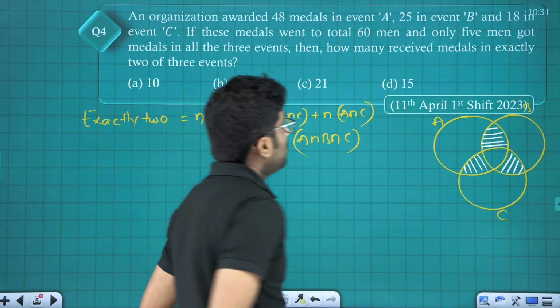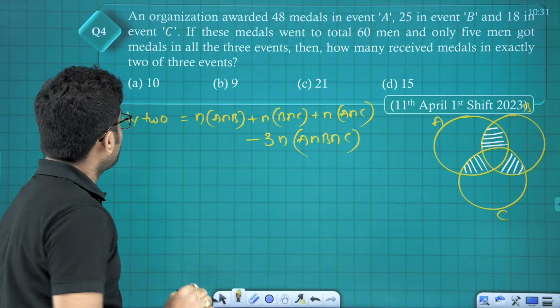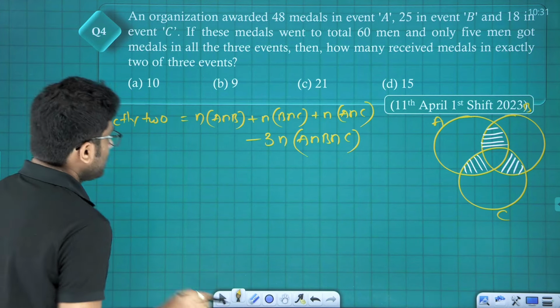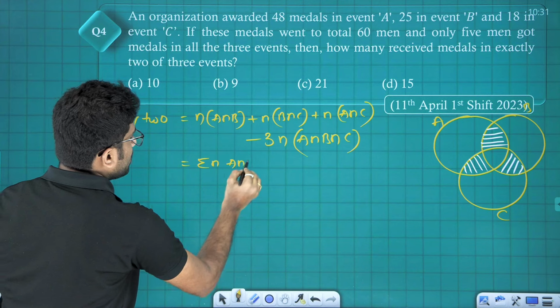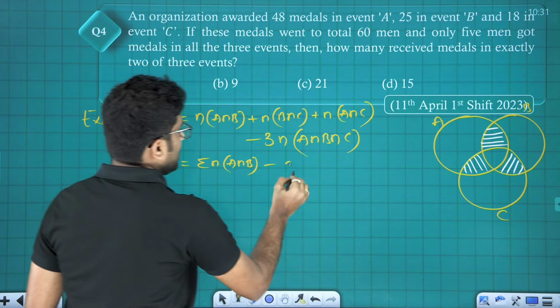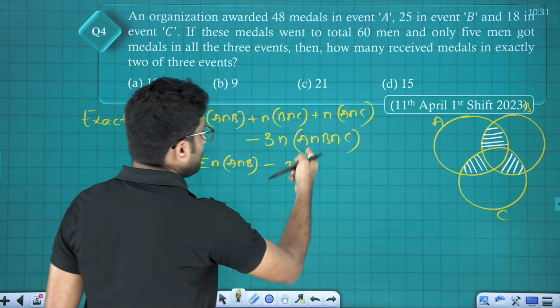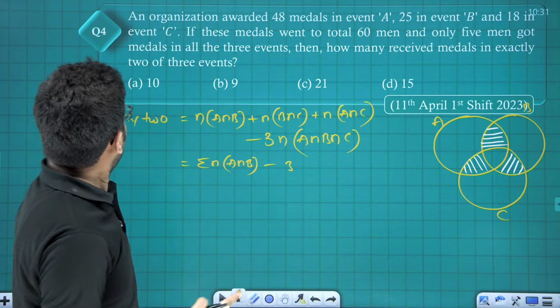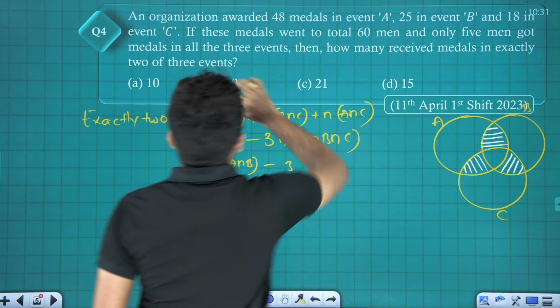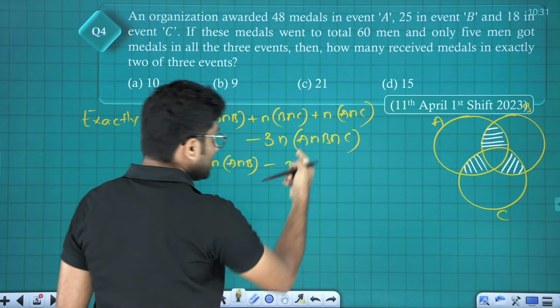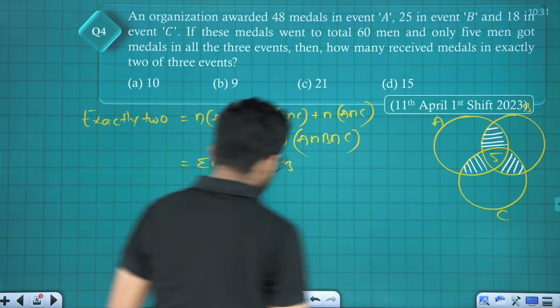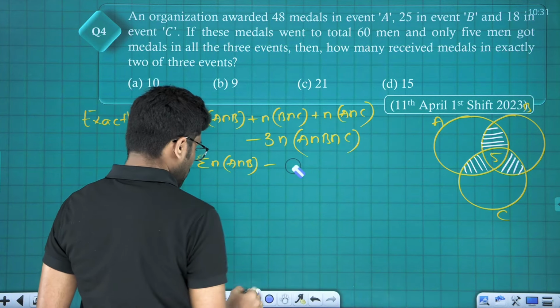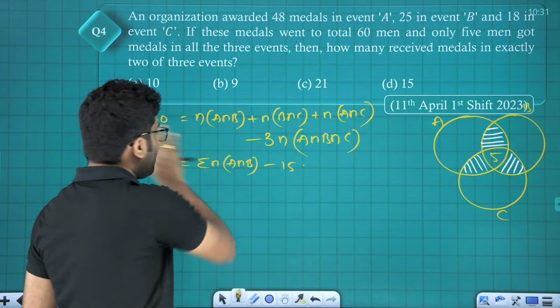A, B, C we have. 5 men got medals. So this is nothing but sigma n of A intersection B minus 3 times n of A intersection B intersection C, which is anyhow 5, since 5 men got medals in all the 3. So 3 fives are 15. This is what we require.